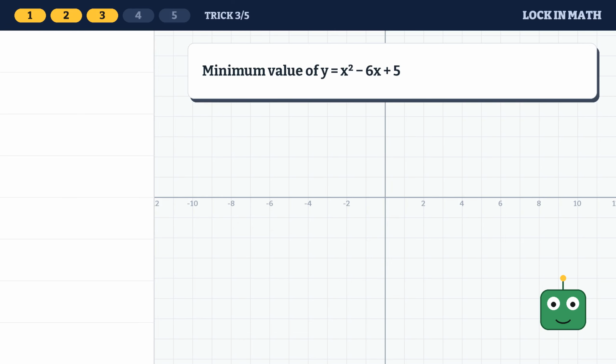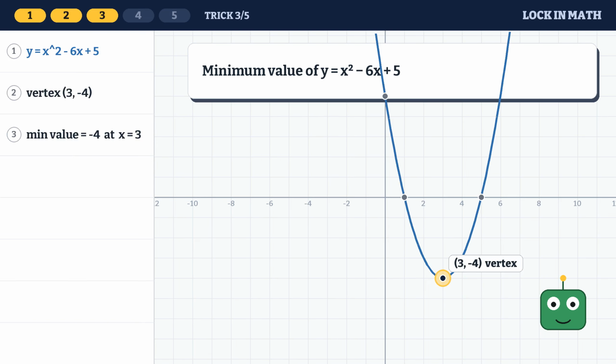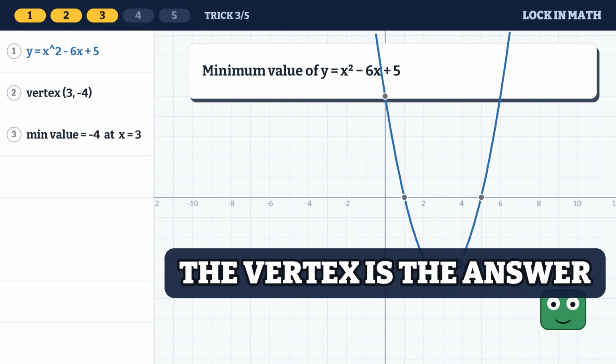Move 3, minimum and maximum. No calculus needed. A question wants the smallest value the function reaches. Graph y equals x squared minus 6x plus 5. Then tap the lowest point Desmos already marked. The vertex is (3, -4). So the minimum value is -4, and it happens at x equals 3. Flip it. If a is negative, that vertex becomes the maximum instead.